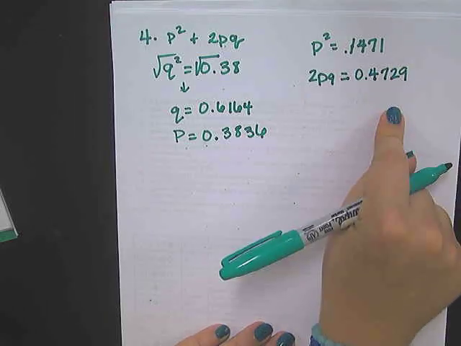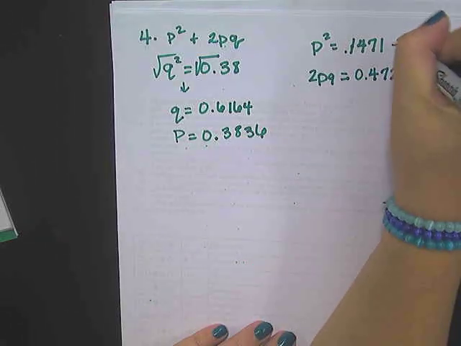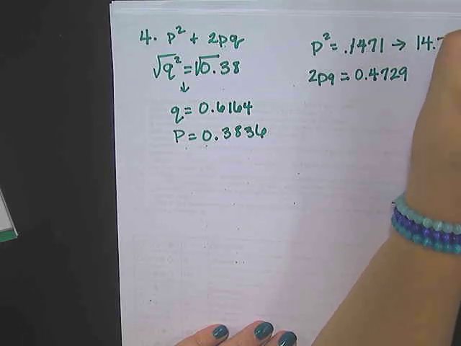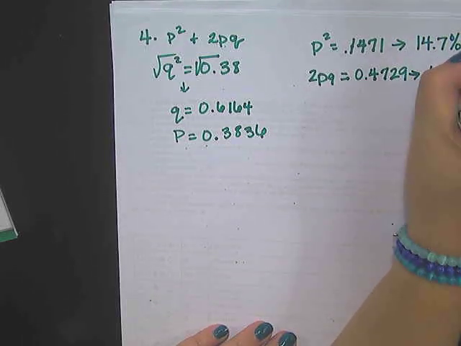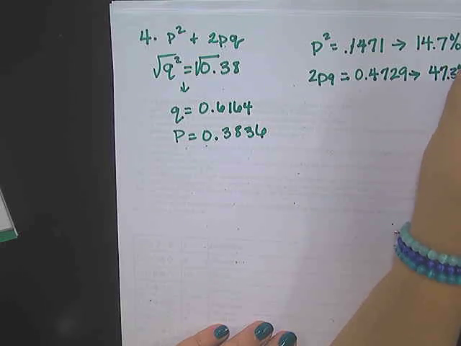I'm entering this onto the calculator, and I get 0.4729, but remember they're asking for a percent, so this becomes 14.7%. This one comes to 47.3%.